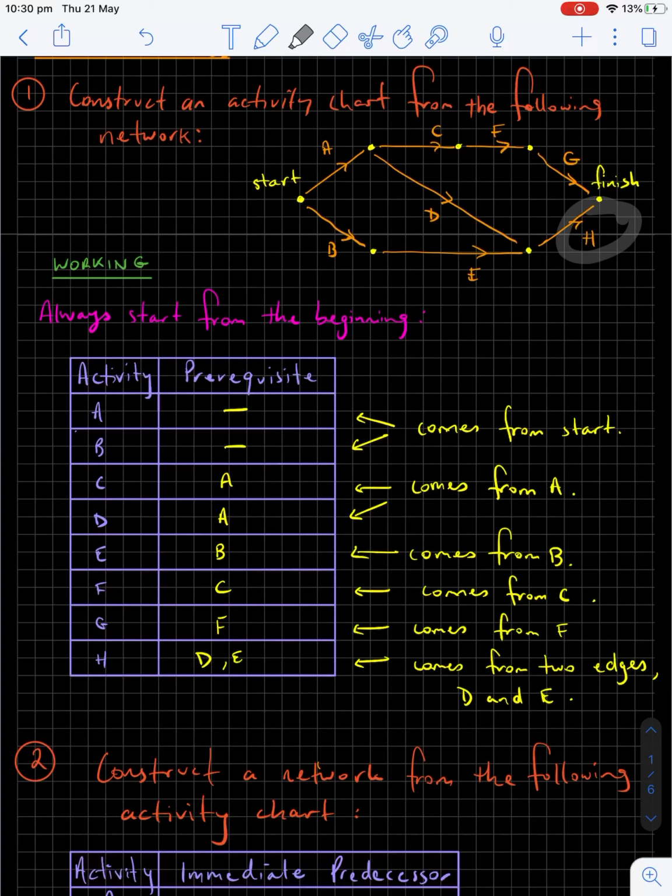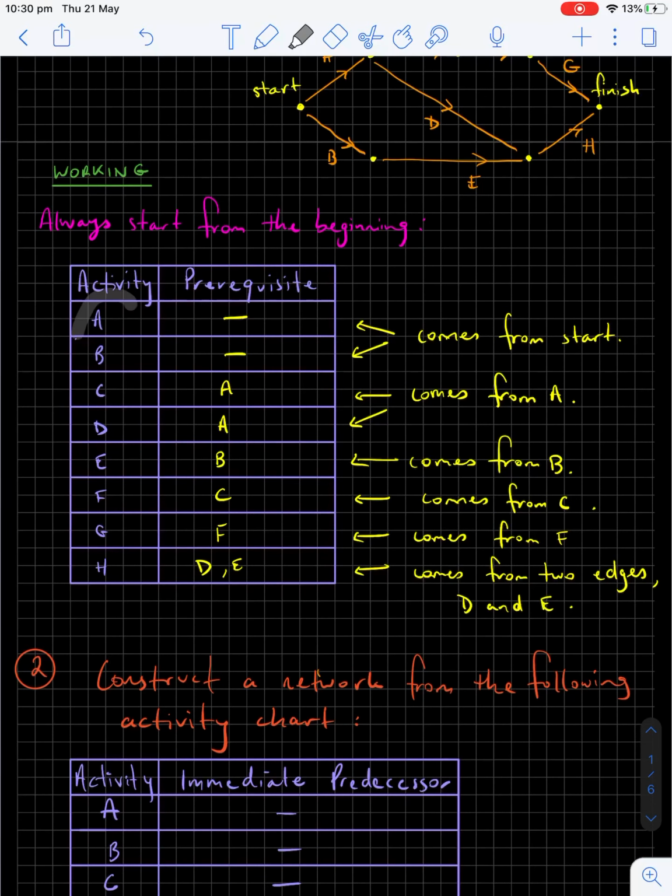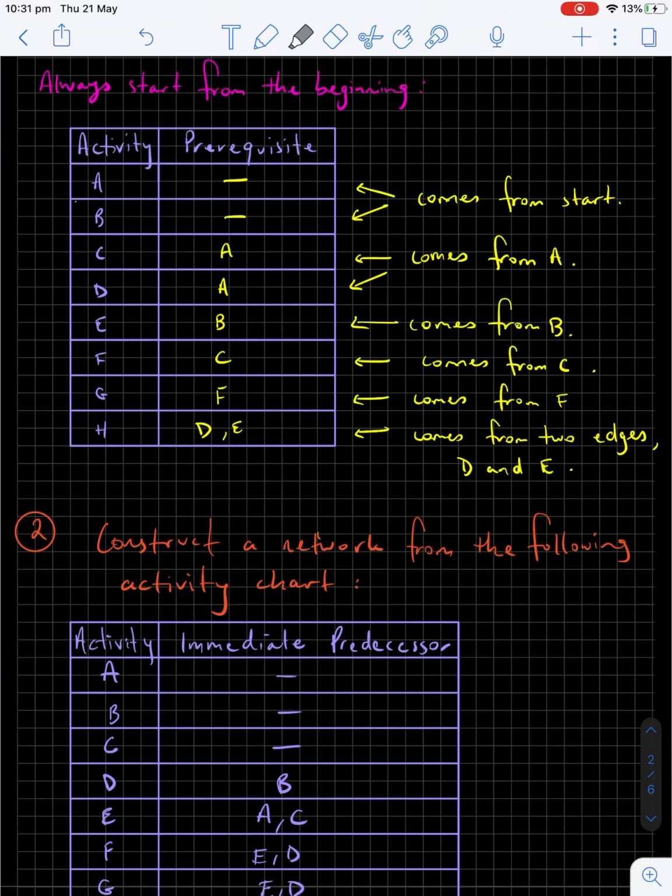You'll notice that nothing requires both H and G to be completed. G and H don't appear in any prerequisites, so they are going to be the activities that join up to the finish. Okay, so that's our prerequisite table done. As simple as that. We just put our activities in a list, and then the prerequisites go next to it.